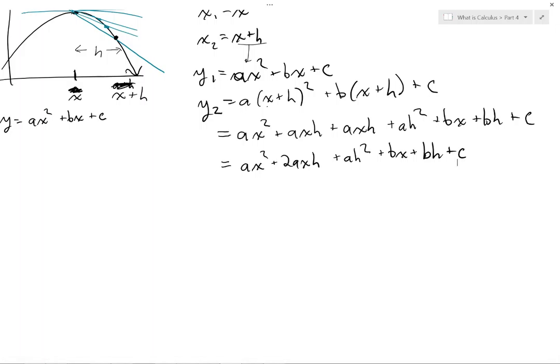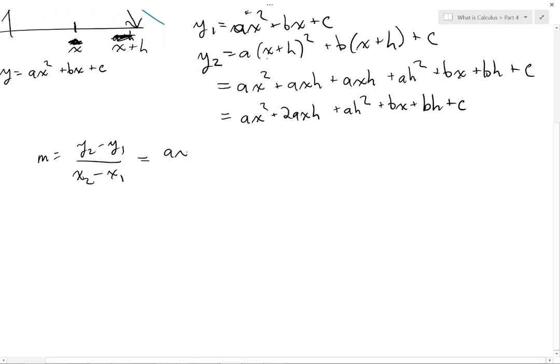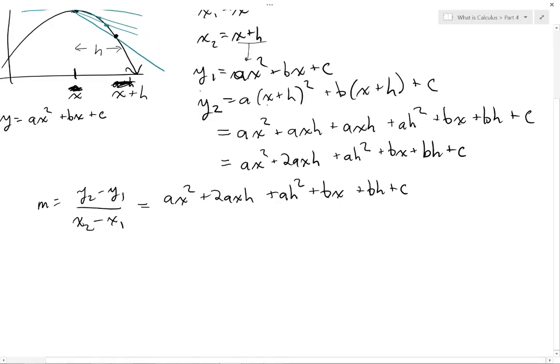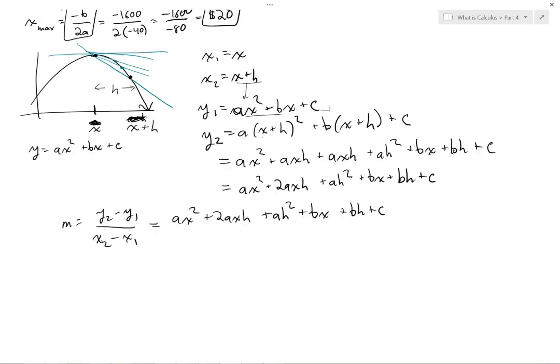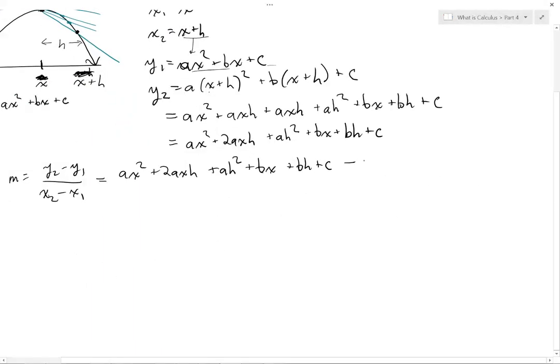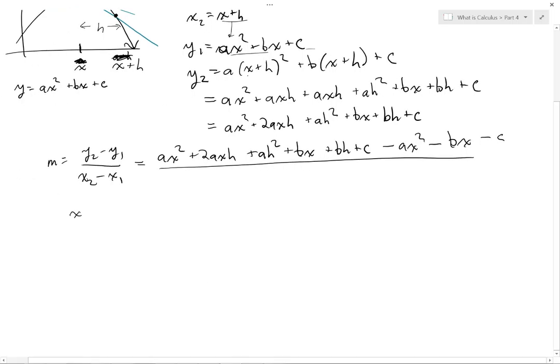Okay, so now let's find the slope. Let's take this y2 that we just found: ax squared plus 2axh plus ah squared plus bx plus bh plus c. And now we have to subtract y1, that's up here. So minus ax squared minus bx minus c, and in the denominator, we have x plus h minus x, so that's just going to translate to h.